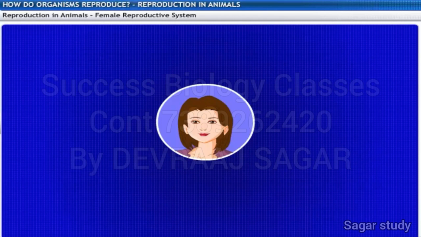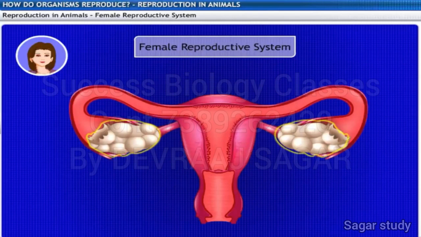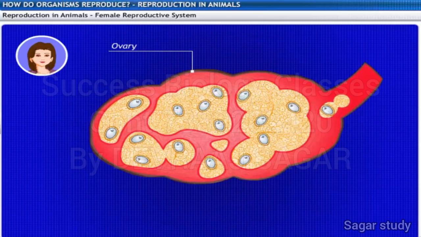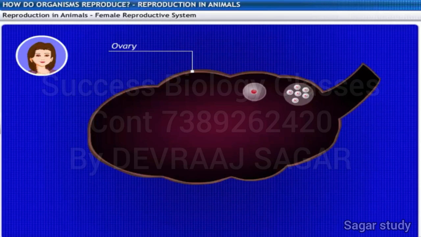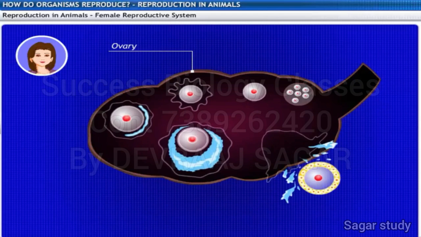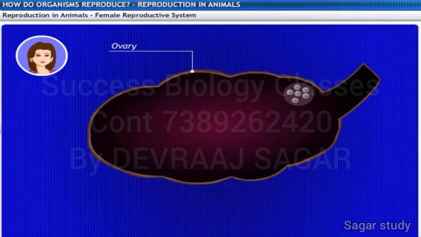Now, let's move over to the female reproductive system. In females, germ cells develop into eggs inside the ovaries. Females are born with a large number of immature eggs. On puberty, these eggs mature and are responsible for producing some hormones. During puberty, some of these eggs start maturing.